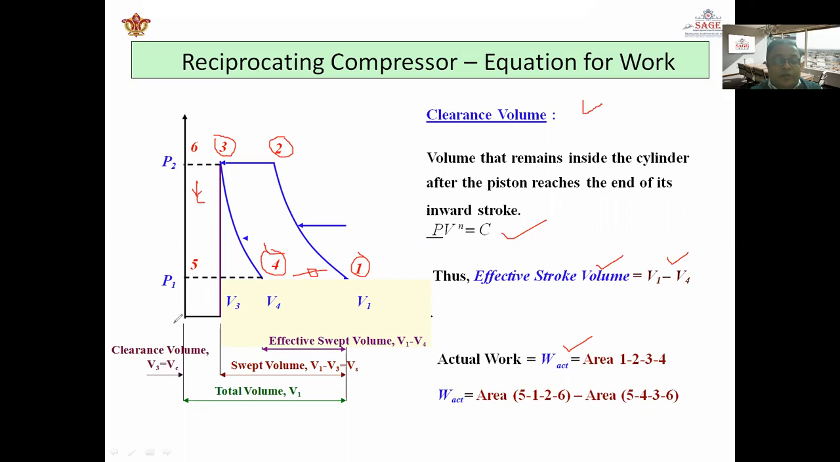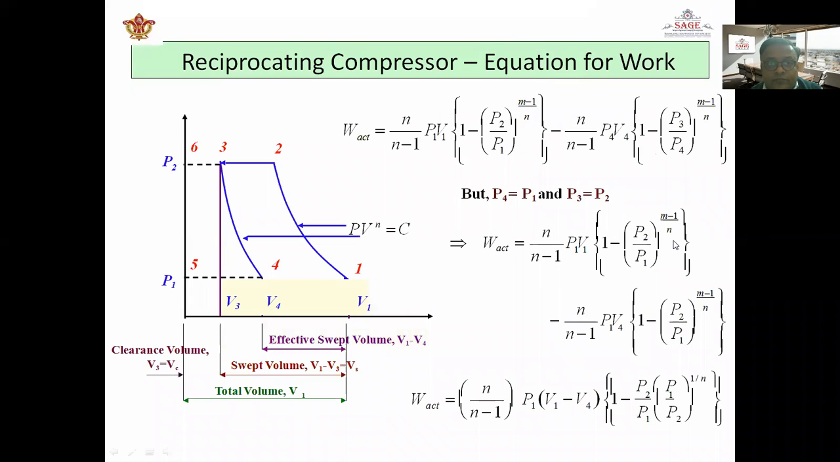The clearance volume which is maintained is called Vc or V3, and the effective swept volume is called V1 minus V4. The swept volume is called V1 minus V3, that is Vs, the swept volume, and the total volume is Vc plus Vs. This is the equation for the work. The actual work done is described here.